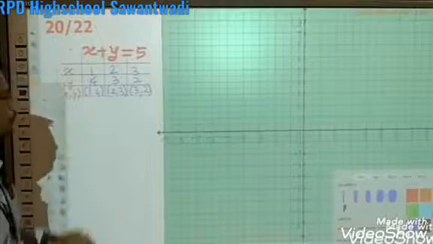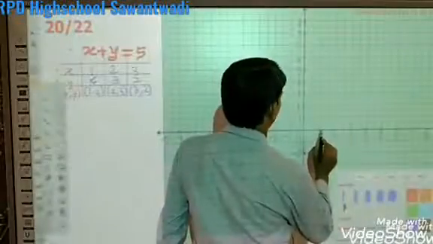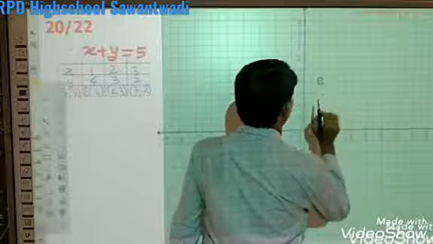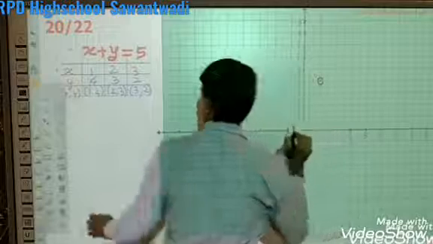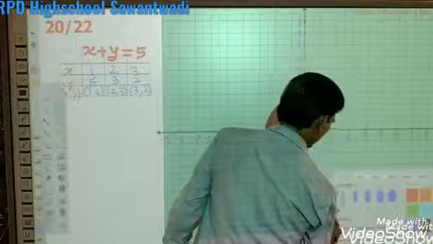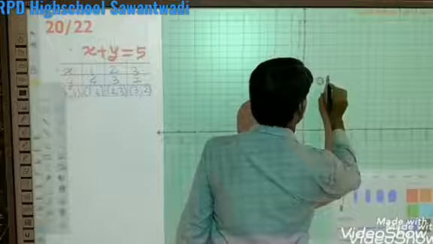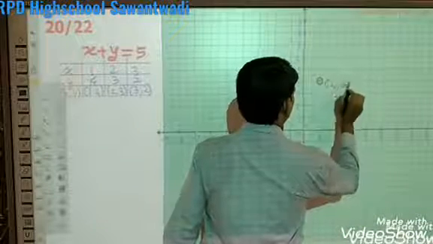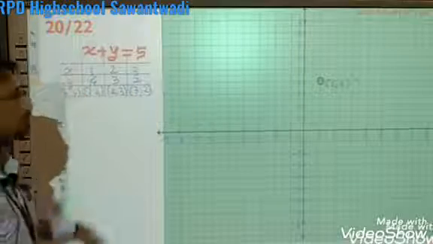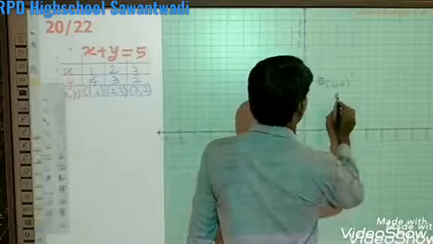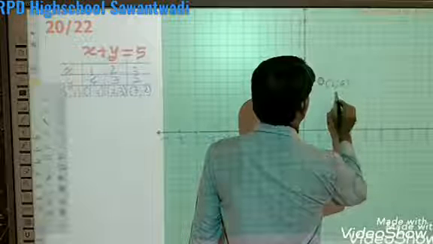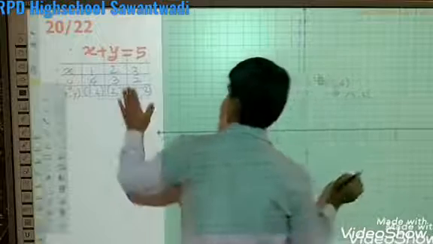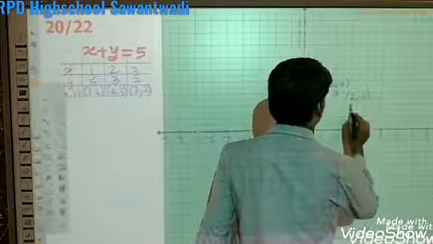What is the first point? 1, 4. So x is 1 and y is 4. It means that it will come here somewhere. So what do you do? You put a circle around it, and you have to write there 1, 4. Let us select another point, that is 2, 3. Here it is 2 and 3 is present here. So here is the point. You have to just show that point, and you have to write 2, 3. Nice? 3, 2. 3, 2 comes here.